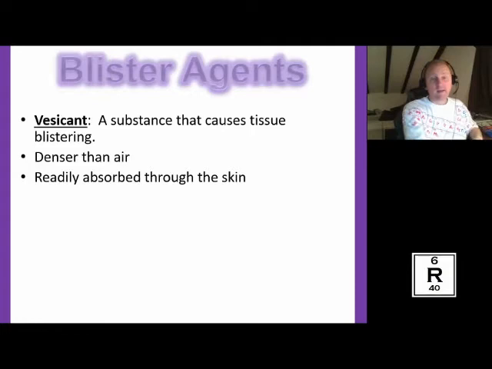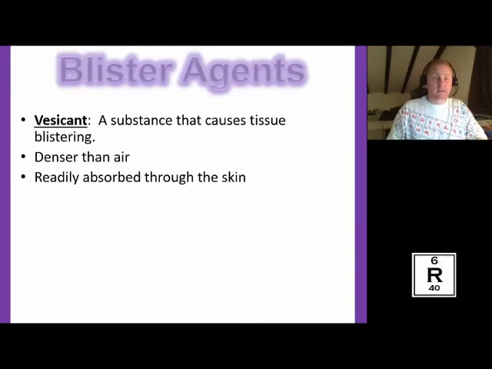Blister agents were developed by the Germans in World War I after they introduced chlorine, and then everybody was throwing chlorine at each other. Then it developed into phosgene. The Germans said, you know what, people are starting to wear gas masks, and now all these chemical weapons are not being very effective because people are putting on these gas masks. So they developed blister agents.